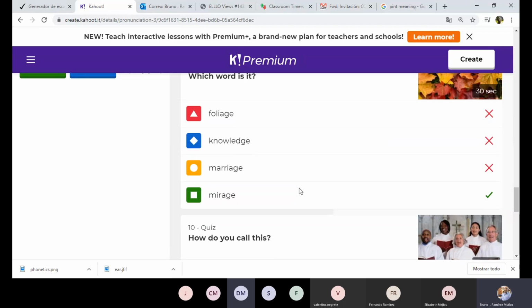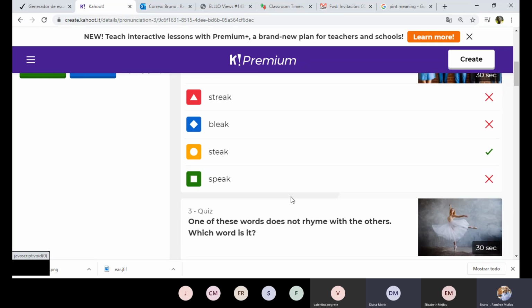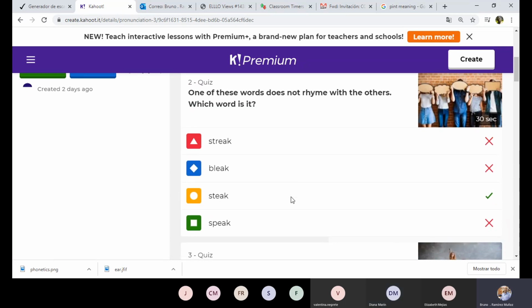I have a question on number 2. This one? Yes, how do they pronounce those words? How are they pronounced? We have a monophthong, and then we have one diphthong. We have streak, bleak, speak. All of them are pronounced with the long tense E. Streak, bleak, speak. But then the yellow option is steak. Steak. So we have a diphthong there.